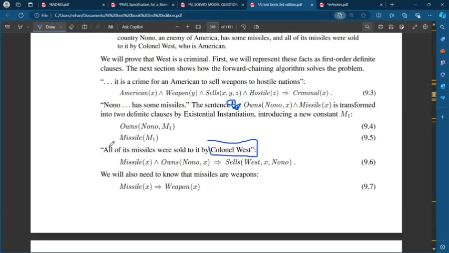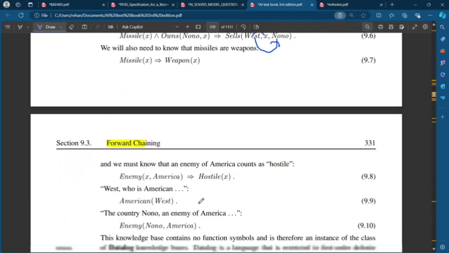Colonel West is the name of a person. Missile(X) and Owns(Nono, X) implies Sells(West, X, Nono). So West sells this X to Nono. Okay, West sells weapons to Nono. We also need to know that missiles are weapons, so Missile(X) implies Weapon(X).